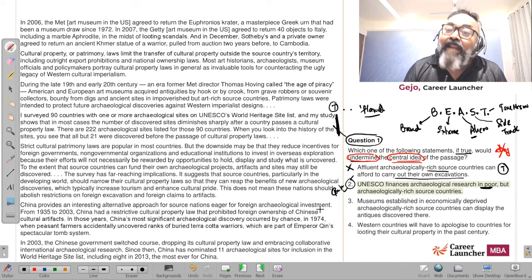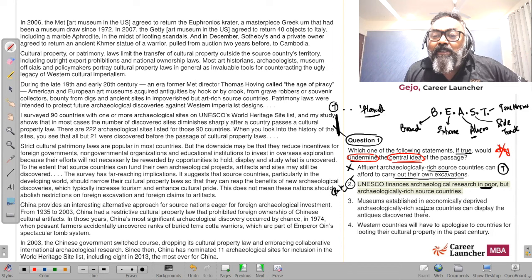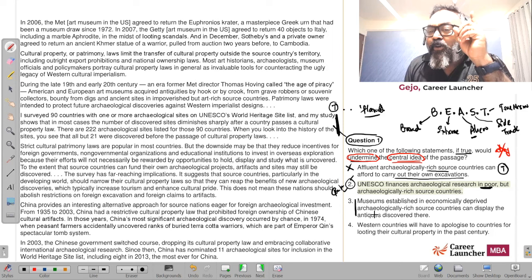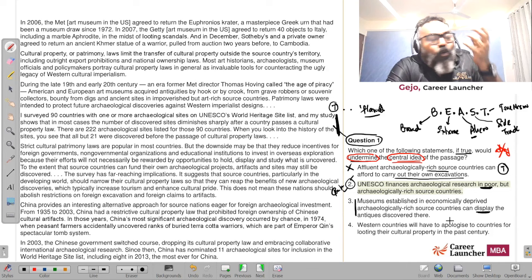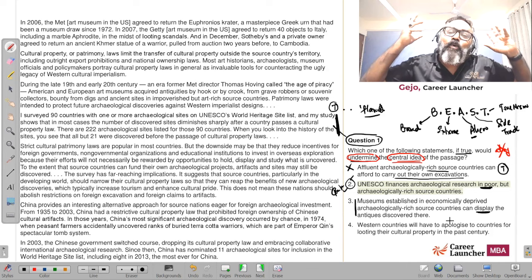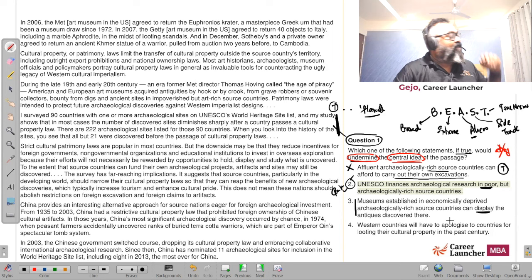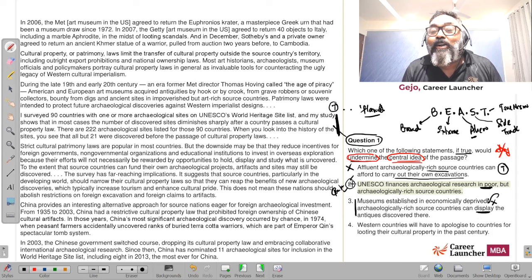So, museums established in economically deprived archaeological resource countries can display the antiquities discovered there. Now, the author is trying to trap you because he's saying "can display." Is the issue with displaying? First of all, the whole issue is that first you have to discover, then only can you display. The whole passage is not about displaying. It is about not being able to discover stuff in the first place. So this is not the answer, because it does nothing to the key central idea of this passage.